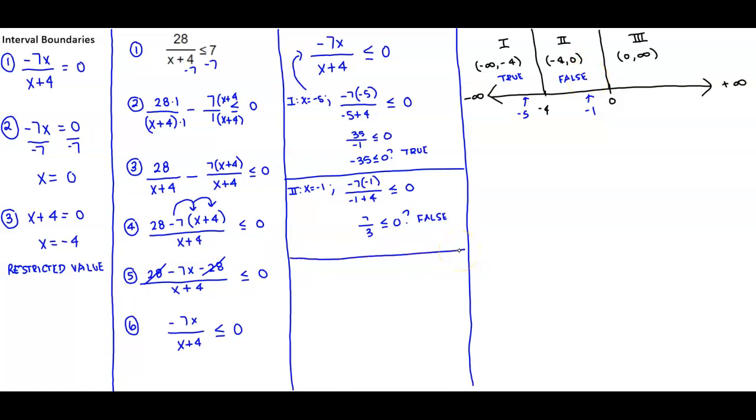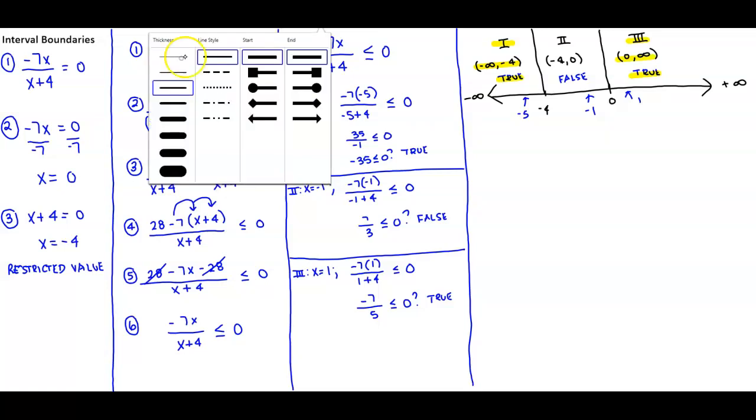Now for region number 3, we can pick x equals 1 and plug that in. We have negative 7 times positive 1 over positive 1 plus 4. We want to know if that's less than or equal to 0. Negative 7 times 1 is negative 7. 1 plus 4 is 5. And therefore this is negative 7/5. A negative number is less than 0, so it is true for region number 3. So we know that it's true for region number 1 and true for region number 3.